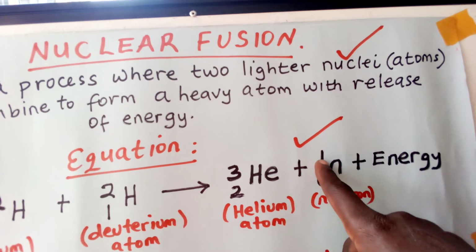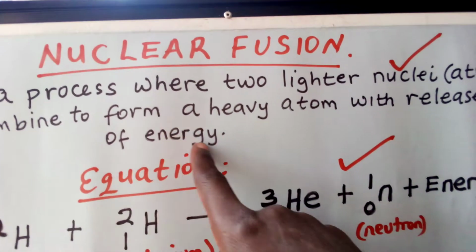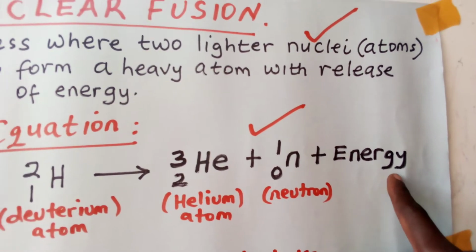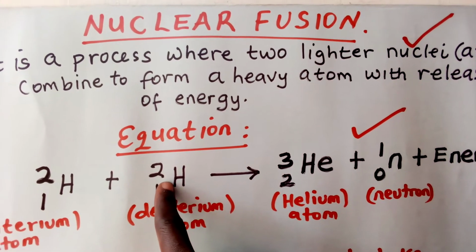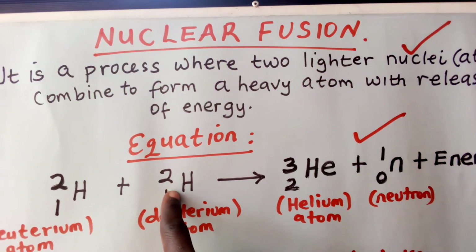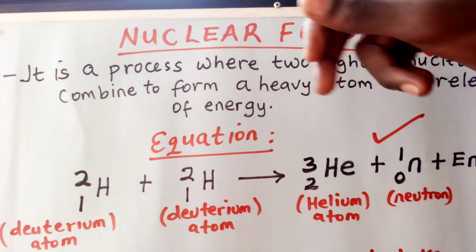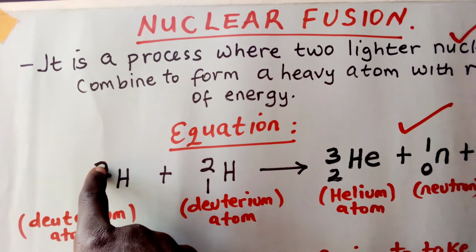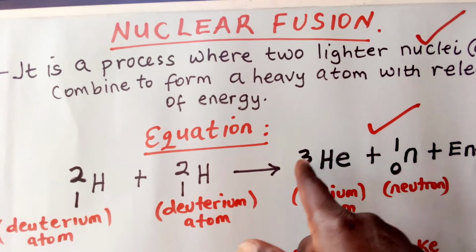Remember in our definition we said with release of energy. You see? Which means one of the products here must be what? Energy. So why do we say these are light atoms? I want us to look at the mass number. When you're talking about light, heavy, look at the mass number. Don't look at the atomic number. Now let's look at the mass number. The mass numbers are these ones up. You realize this is 2. This one has a mass number 2, while the product which is produced has a mass number 3.